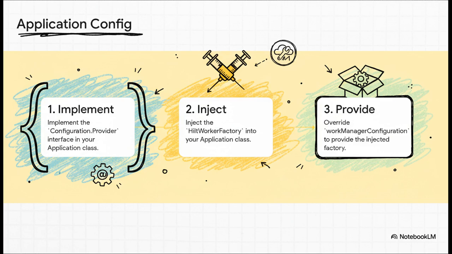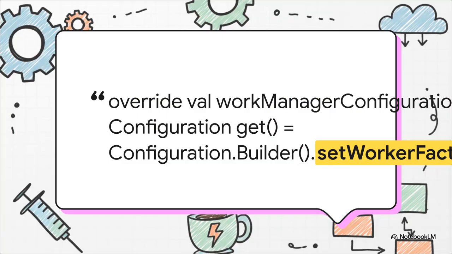And all of this magic happens right inside your application class. It's actually a pretty straightforward three-step dance. First, you make your application class implement an interface called Configuration.Provider. Second, you inject the special HiltWorkerFactory. And third, you just hand that factory over to WorkManager in a custom configuration. And check out the code. Our MyApplication class, it's already @HiltAndroidApp, right? Now it just also implements Configuration.Provider. We inject that HiltWorkerFactory at the top. Then in this workManagerConfiguration getter, we build a new configuration. And here's the key line, setWorkerFactory. We tell it, hey, use this factory that Hilt gave me. From now on, anytime WorkManager needs a worker, it's going to use our factory, which knows all about Hilt.